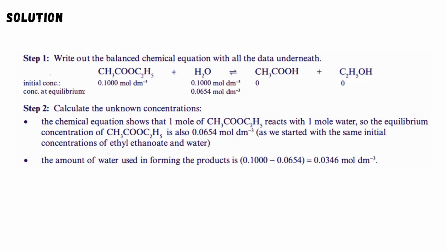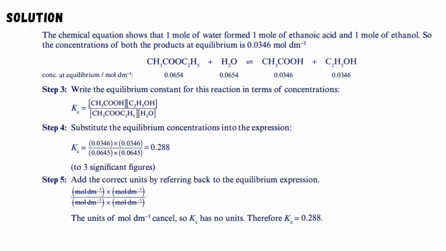The amount of water used in forming the products is 0.1000 minus 0.0654, which is equal to 0.0346 mole per dm cube. Step 3. Write the equilibrium constant for the reaction in terms of concentrations. Step 4. Substitute the equilibrium concentrations into the expression. Step 5. Add the correct units.